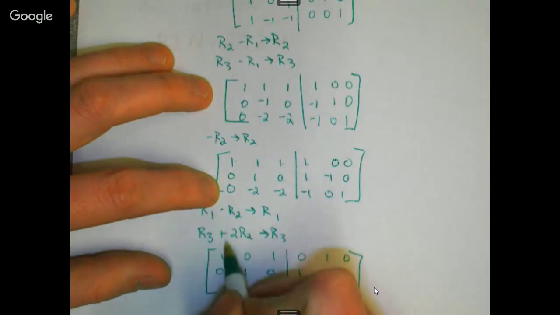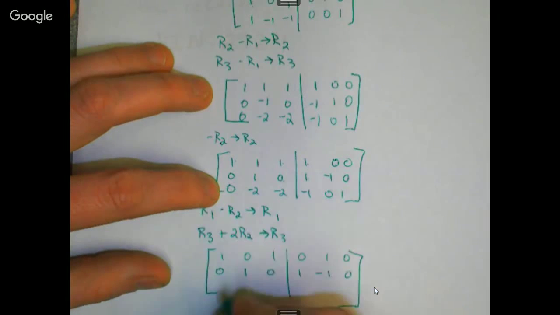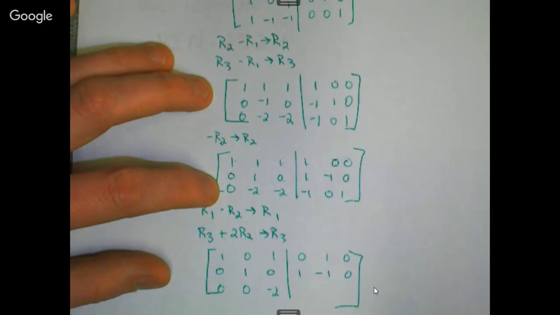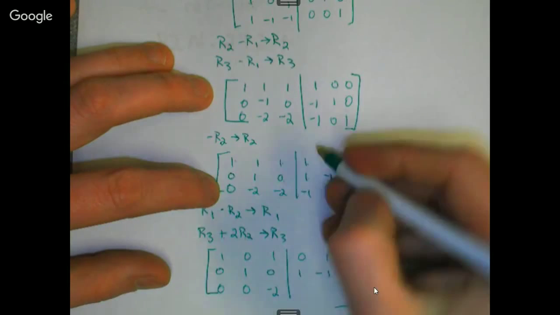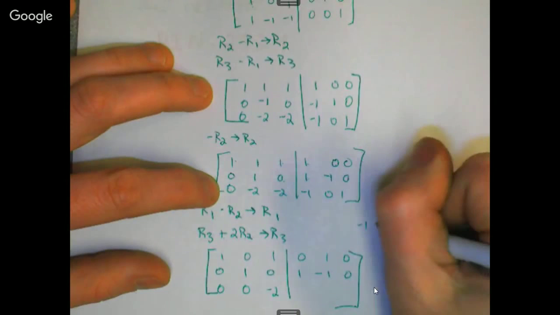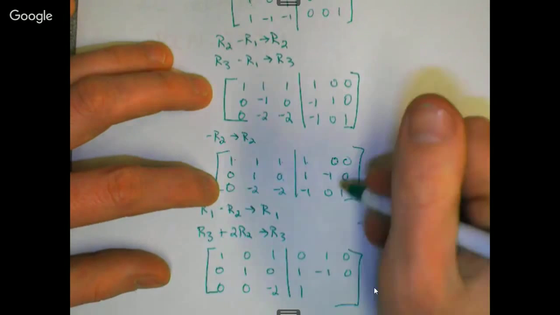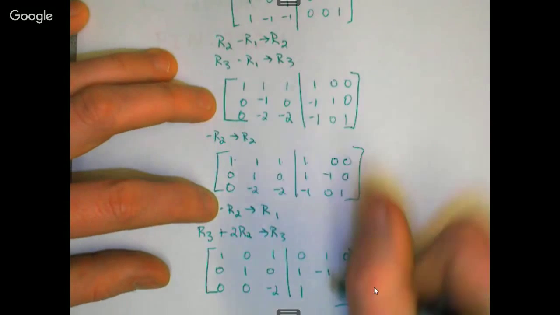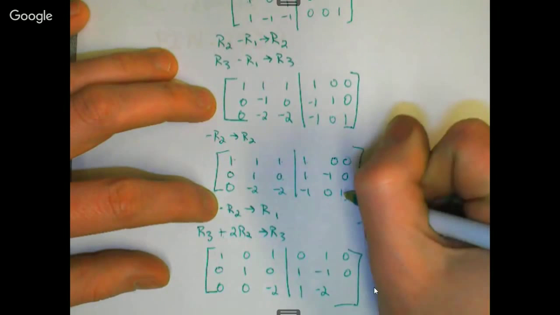So row 3 plus double row 2. So that's 0, 0, negative 2. Negative 1 plus 2 is 1. 0 plus negative 2 is negative 2. And 1 plus 0 is 1.